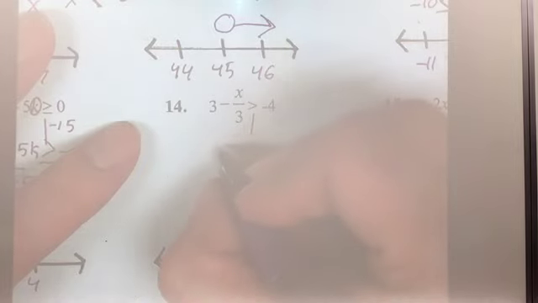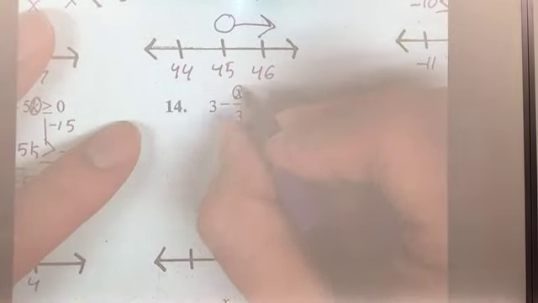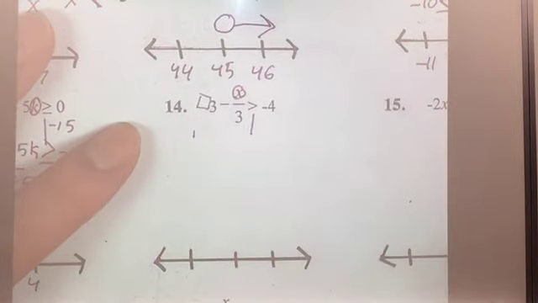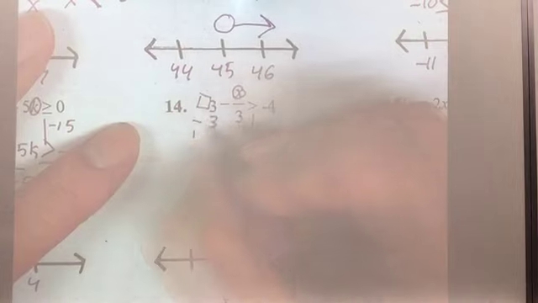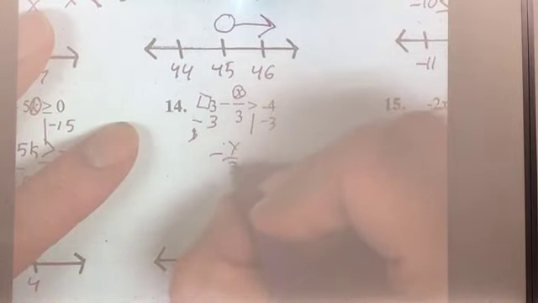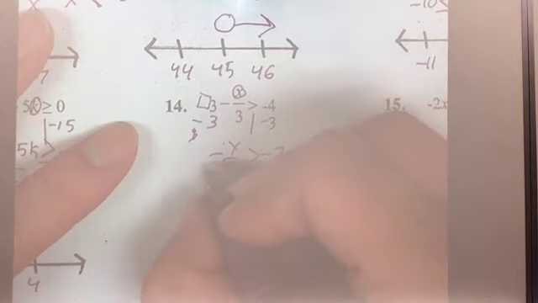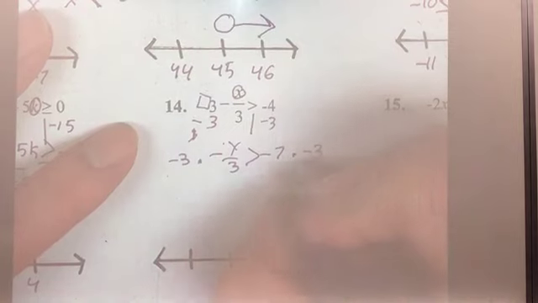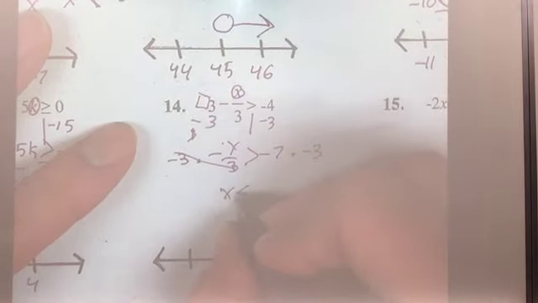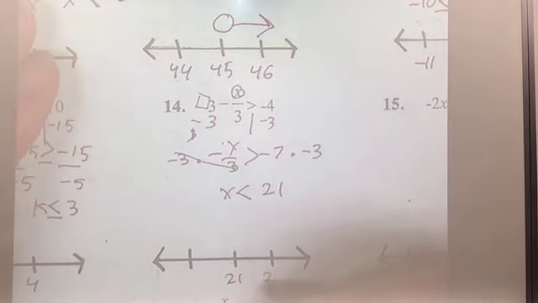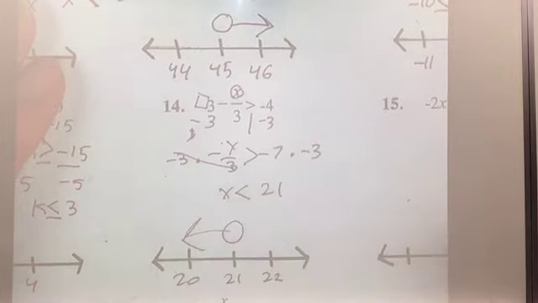I have 3. And there's my variable right there. So now, what's in front of the 3? I don't see anything, so it's a plus 3. So I'm going to subtract 3 from both sides. So now I have negative x over 3 is greater than negative 7. Multiplying both sides by negative 3 since I'm dividing by negative 3. That cancels, so x, you have to flip the sign. 21. So 21, 22, and 20. Put the circle. It says x is less than, so it goes to the left.